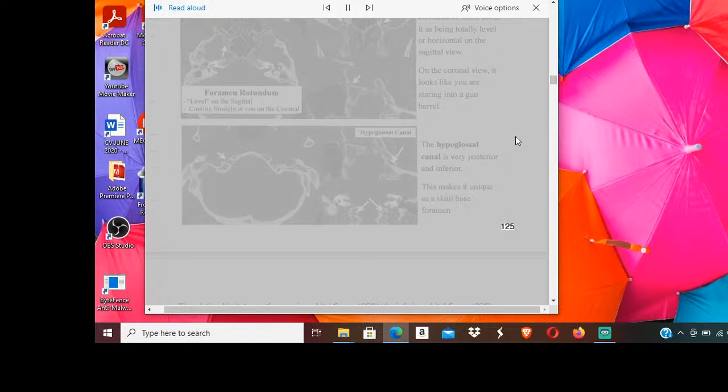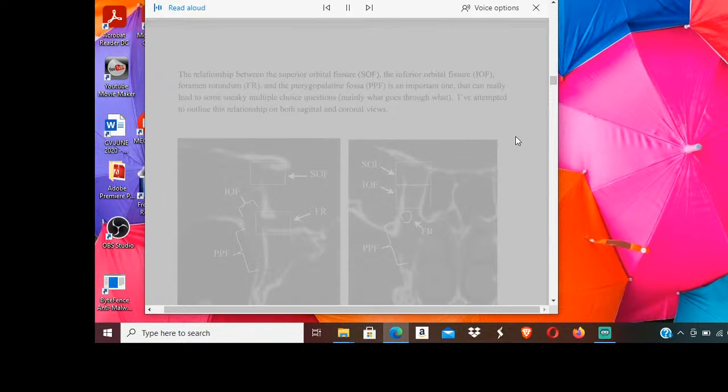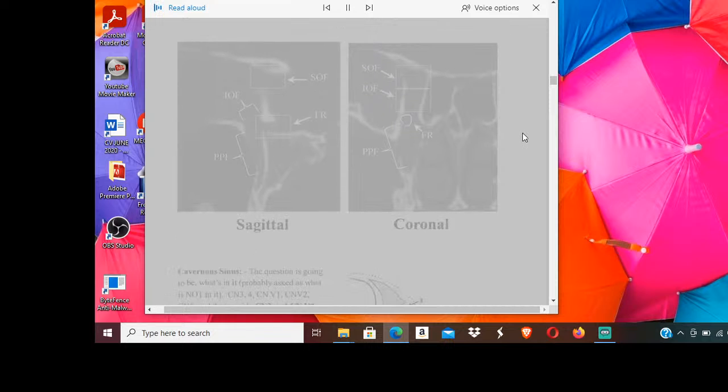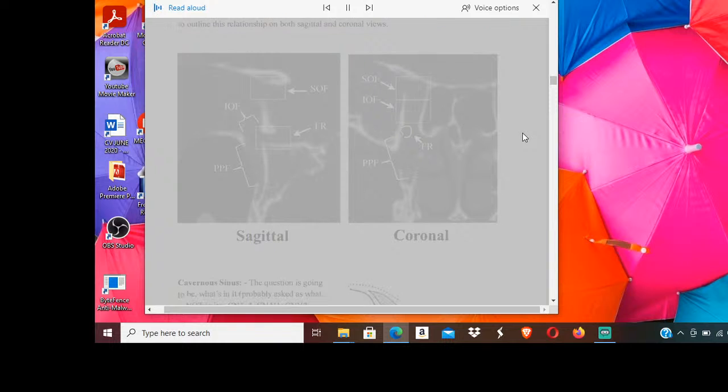125. The relationship between the superior orbital fissure, SOF, the inferior orbital fissure, IOF, foramen rotundum, FR, and the pterygopalatine fossa, PPF, is an important one that can really lead to some sneaky multiple choice questions, mainly what goes through what. I've attempted to outline this relationship on both sagittal and coronal view.